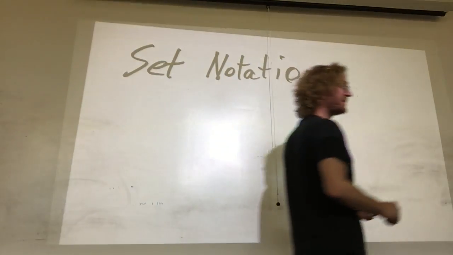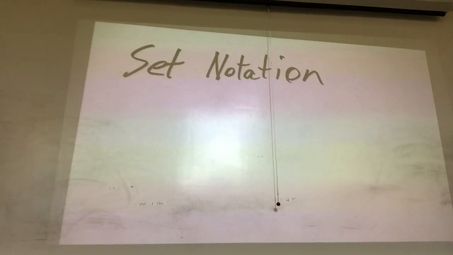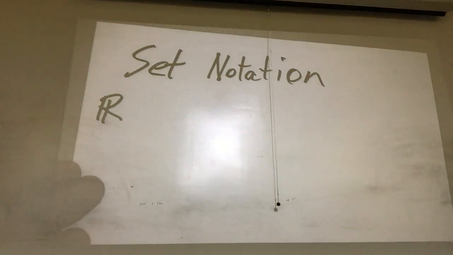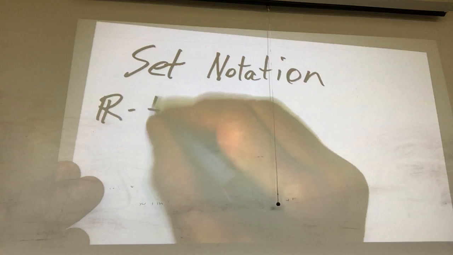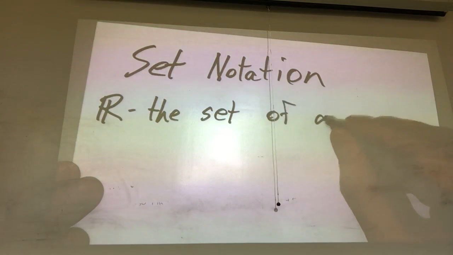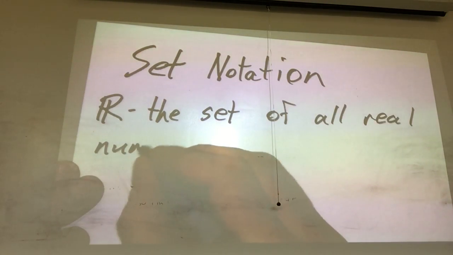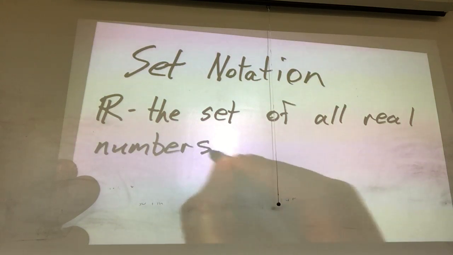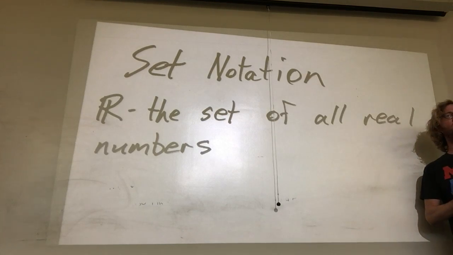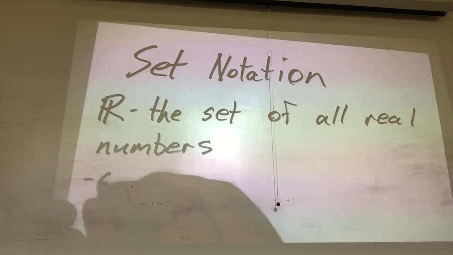Okay, so when talking about set notation, what are the most common sets that you're going to deal with? Well, let's talk about the first one, the big one. Let's just say R. This is going to be the set of all real numbers. All right. And so what can we say about the set of all real numbers? Well, what we can say is, one, that it's continuous.